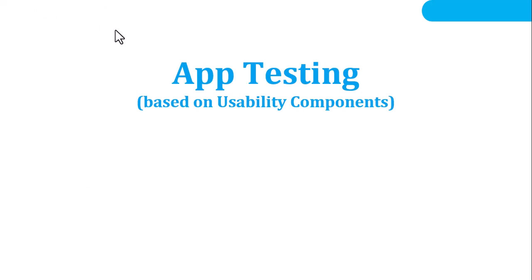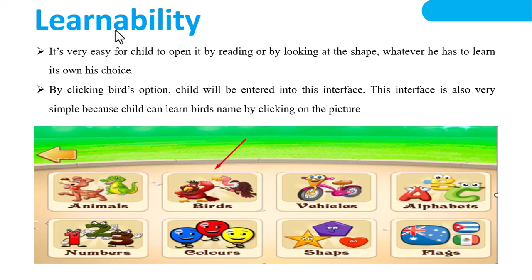Now we will discuss the app testing, and first of all we will discuss learnability. It means if kids are using this app, it is very easy for a child to open it by reading or by looking at the shape. Whatever he has to learn, it's his choice.